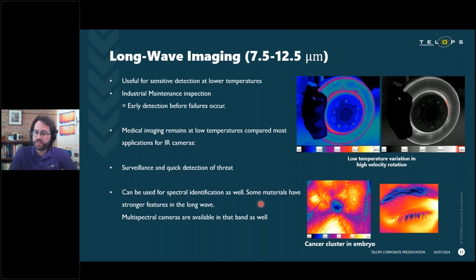I mentioned that the multispectral cameras can be used for long wave cameras as well. So some materials do have stronger features in terms of their spectral signature in the long wave. A good example would be minerals. A lot of minerals for mining applications do have strong signatures in long wave. Now, I talk about spectral signature. Of course, it's easier to really identify with a hyperspectral camera where you have the full spectrum. But the multispectral cameras do offer the discrete separation of those spectral bands in long wave, and you could identify some minerals that way as well.